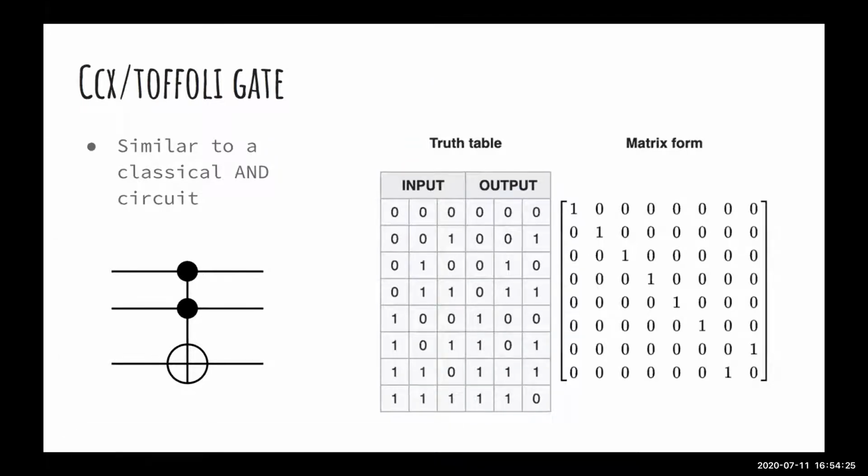The reason I'm going through this really fast is because you already know about it. As a refresher, there's a CCX gate, which has 2 controls and 1 target qubit. This is called a Toffoli gate, which is similar to an AND gate in the classical domain. Whenever the first 2 qubits are 1, the third qubit will be flipped. So that is an AND gate.